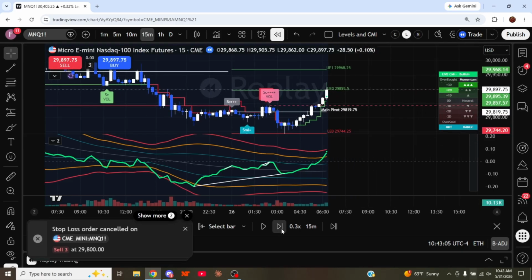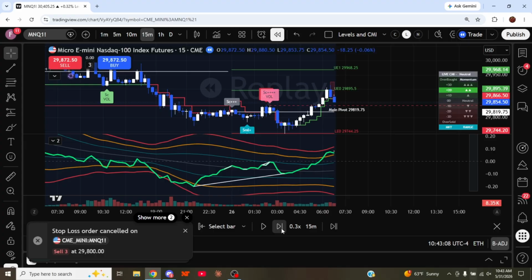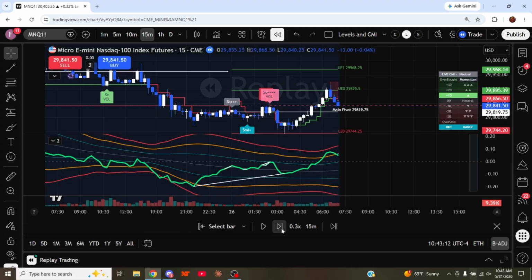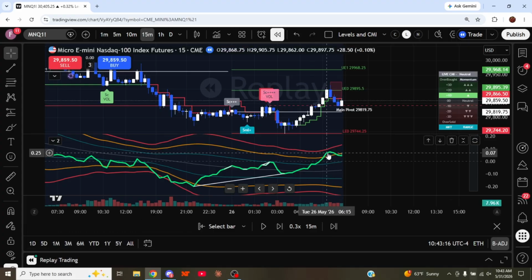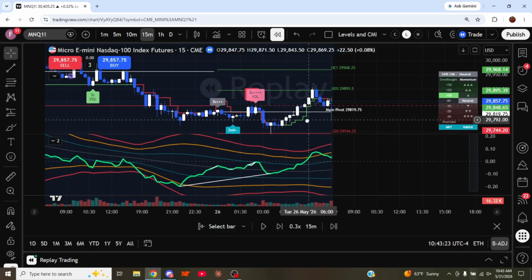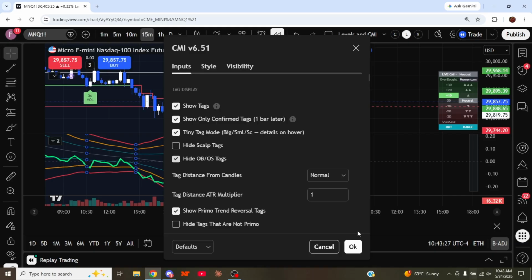Okay, perfect hit. Rejected off that level. We took a bit off of it. We were also in the overbought territory. I have those tags off, but would have got an overbought tag. Got to turn those on, because why not?